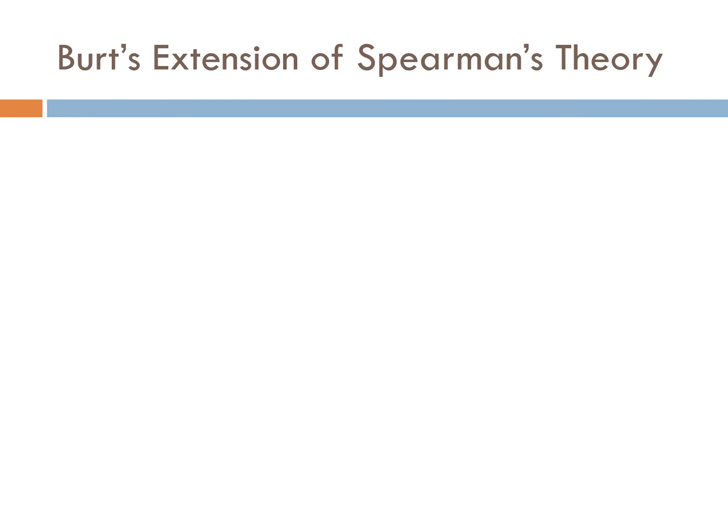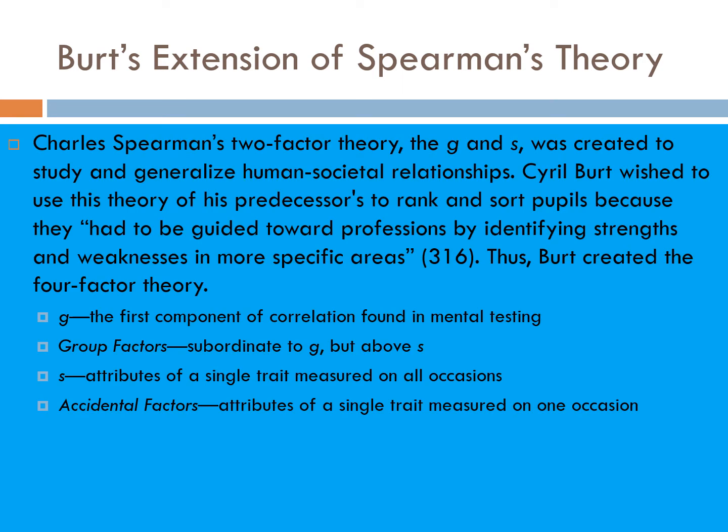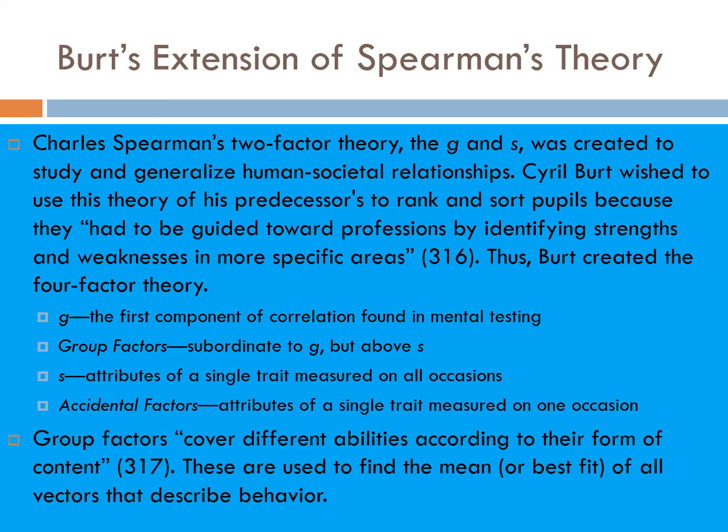So in essence, if we look at how Burt's work and Spearman's theory coincide with one another, Spearman's 2-factor theory, the G and the S, were created to study and generalize human societal relationships, right? Cyril Burt wished to use this theory of his predecessor's work to rank and sort pupils because they had to be guided towards professions by identifying strengths and weaknesses in more specific areas, right? So thus, Burt created the 4-factor theory, right?